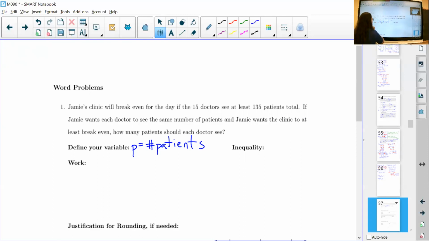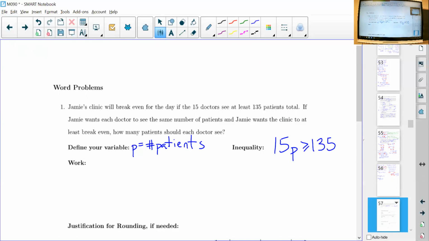The number of patients, 15 will be involved, 135 will be involved. Well, what's our bound? What are we saying? No more, no less, something like that. It's the 135. We say at least 135. Okay? And now we have 15 doctors each seeing P patients, 15 groups of P, multiplication. So we have 15P, and we want at least 135. So at least 135 means it's okay if it's 135, and it's okay if it's bigger. I'm going to go 15P is greater than or equal to 135.